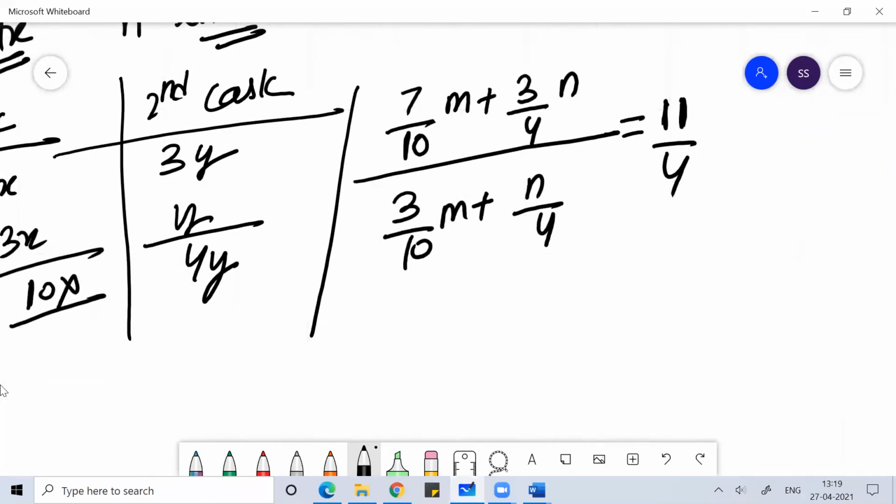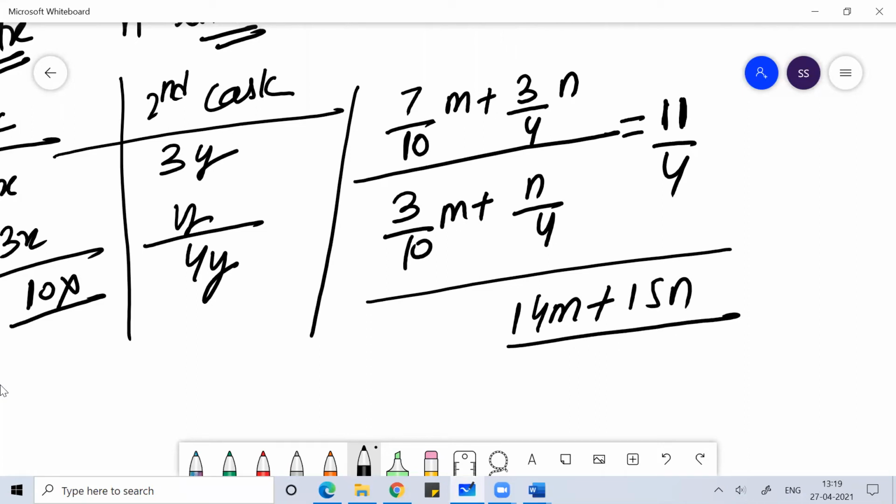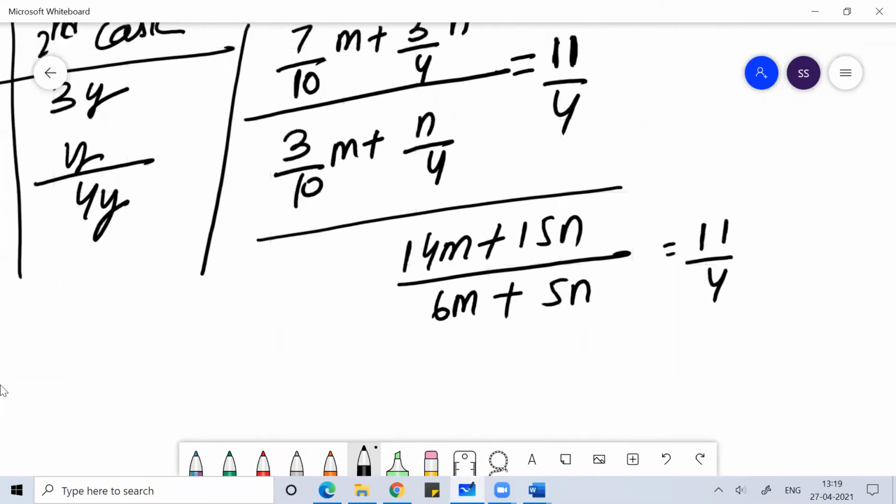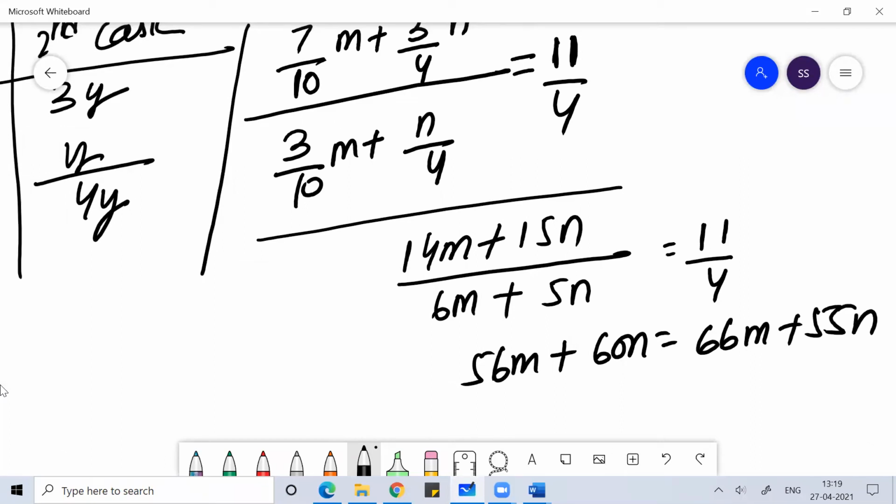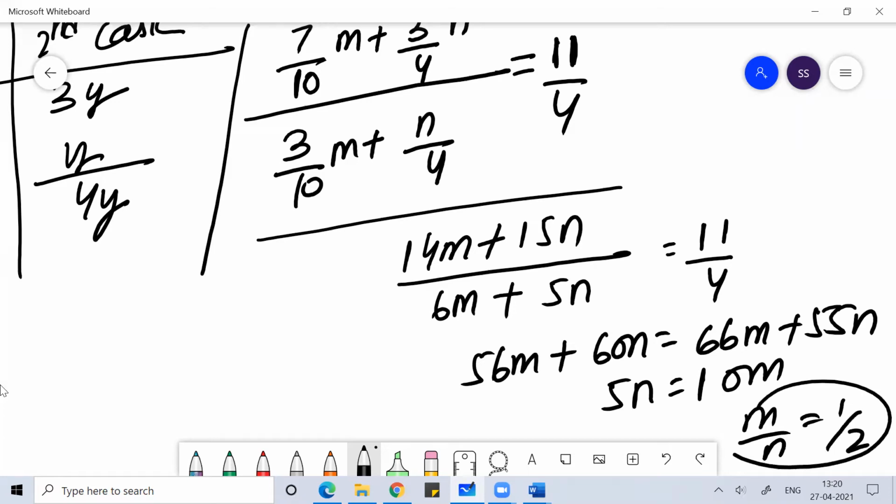The LCM of 10 and 4 will be 20, right? So this would be 14M. You just need to solve this. This would be 6M plus 5N, that is 11 by 4. So cross multiply. 14 fours are 56. 56M plus 60N is equal to 66M plus 55N. So you can say that 5N is equal to 10M. So M by N is 1 is to 2.